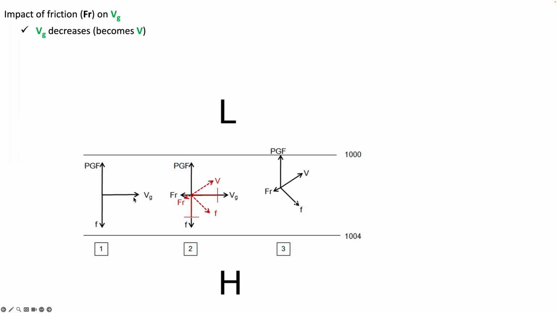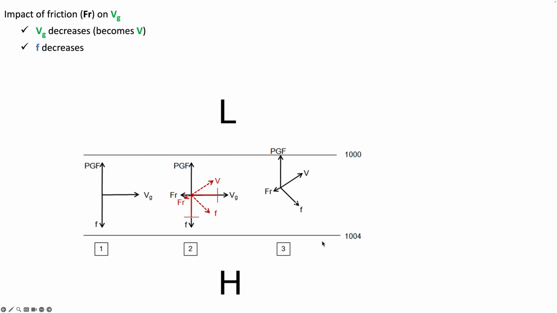Now, the geostrophic wind is a very special wind. It represents a balance between the pressure gradient and Coriolis forces. So as soon as we add friction, the geostrophic wind is going to become just a plain old wind. And now what I want you to do is to come over here to number 2, and we'll see what happens when we add friction to all of this.